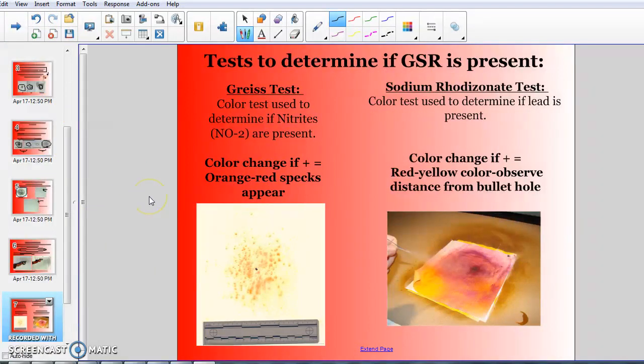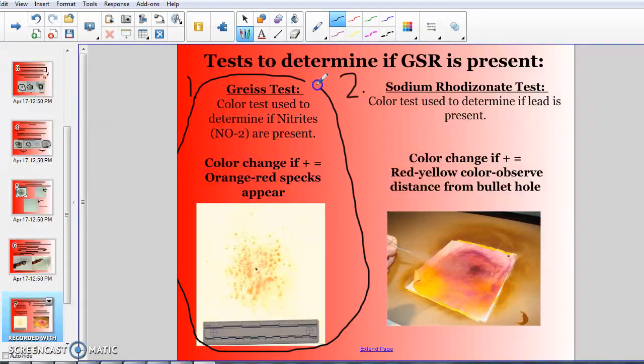So there's two tests that they use to determine if GSR is present. If they think that a shooter was in this area and they want to test the area for GSR, or they think that the shooter was close to a person and they want to test the person, like their t-shirt or something like that, there's the grease test. So this is number 1, your grease test. And then the sodium rhodizonate test is number 2. The grease test is the one I want you guys to be most familiar with. Okay, this is the one that gets used most often.